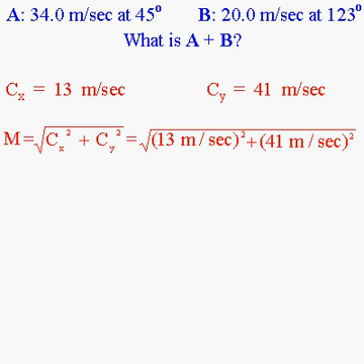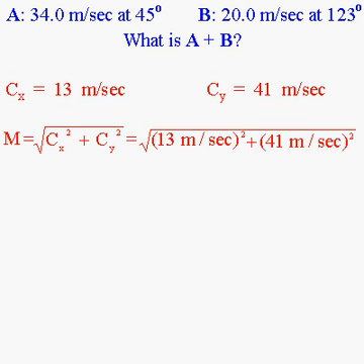The direction is calculated from the equation theta equals the inverse tangent of the y component over the x component. The y component's 41 meters per second, the x component's 13 meters per second. The unit cancels, which is important. There should be no unit inside an inverse tangent. And when I take the inverse tangent of 41 over 13, I get 72 degrees.